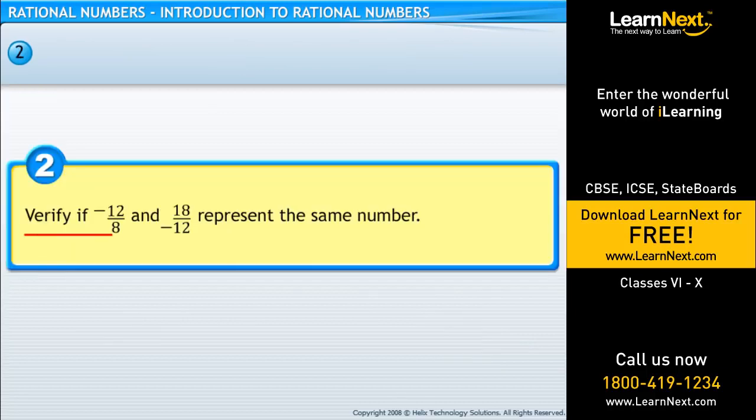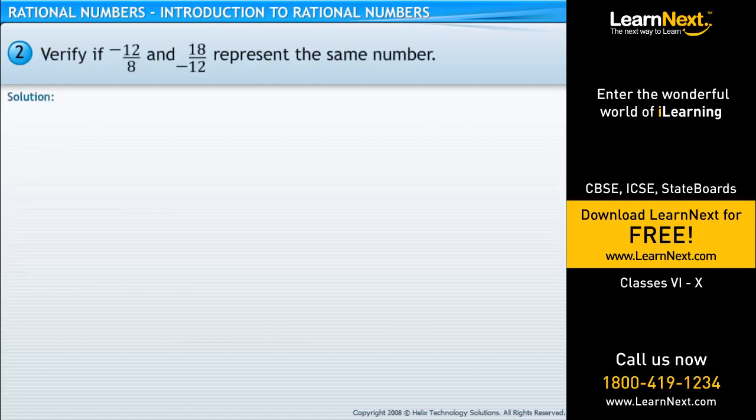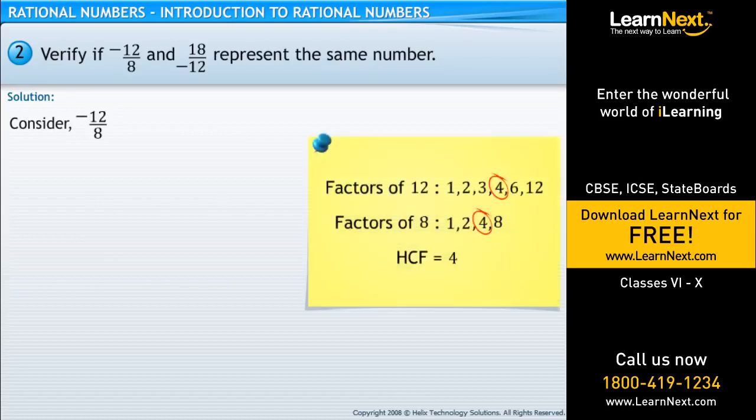Verify if the given rational numbers represent the same number. The given rational numbers would represent the same number if their standard forms are the same. Consider the number minus 12 upon 8. Highest common factor, HCF, of minus 12 and 8 is 4. Dividing minus 12 and 8 by their highest common factor 4, we get the standard form of minus 12 divided by 8 as minus 3 divided by 2.